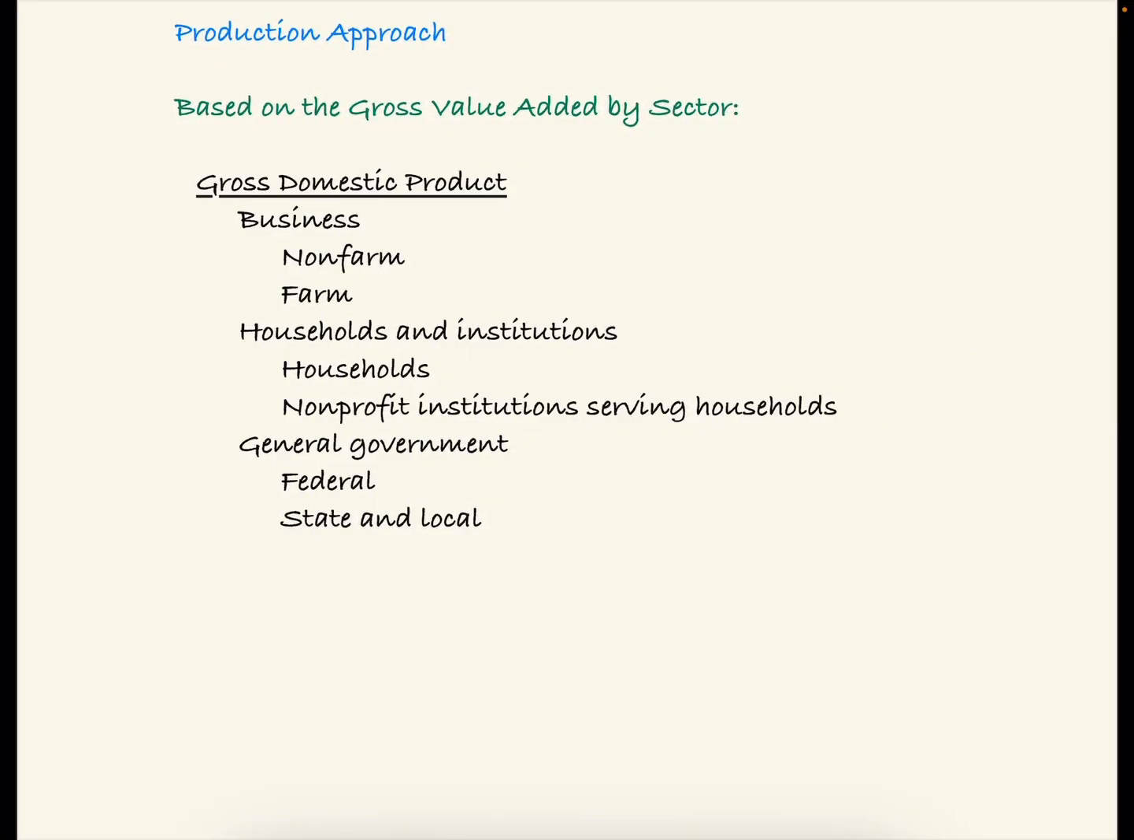So this is how GDP is calculated based on the production approach. It is based on the gross value added by sector. The sectors are business, which includes non-farm and farm businesses, households and institutions, which include households and nonprofit institutions serving households, and the general government, which includes federal, state, and local governments.